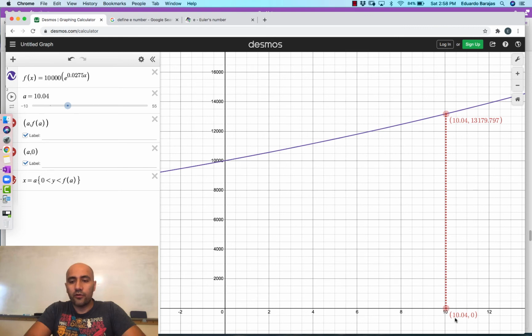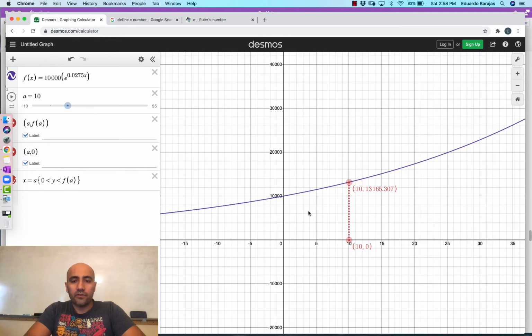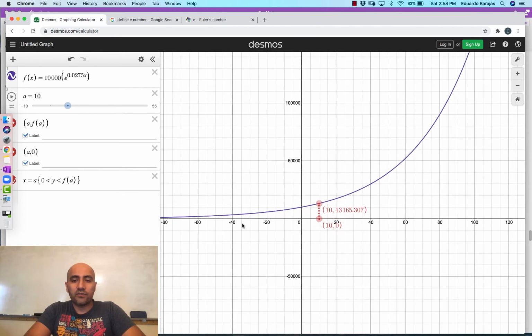So we get to this point over here at 10. At 10, this is our final balance on our account after 10 years, $13,165 and about 31 cents. Also notice that it almost looks like a straight line, right? It isn't though, but we've zoomed in so much that it almost looks like a straight line. Don't let that fool you. Graphs can easily trick us sometimes. If we zoom out, we get a better sense of how it's growing exponentially.